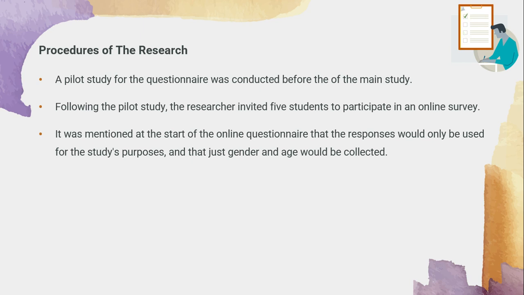125 students were invited to participate in the study through three rounds of invitation, and then it was mentioned at the start of the online questionnaire that the response would only be used for the study's purpose and that just gender and age would be collected. And then there was no time constraint for participants to complete the questionnaire.